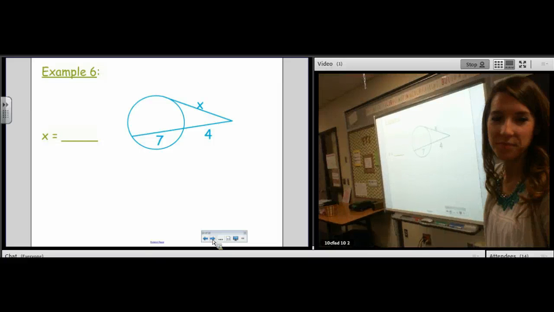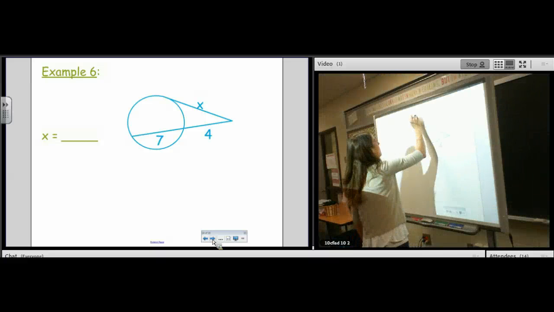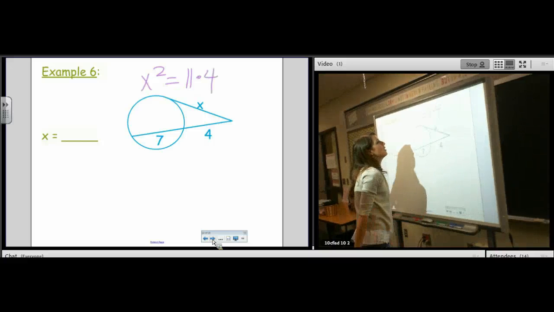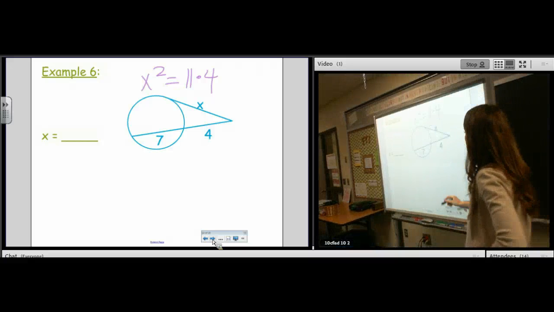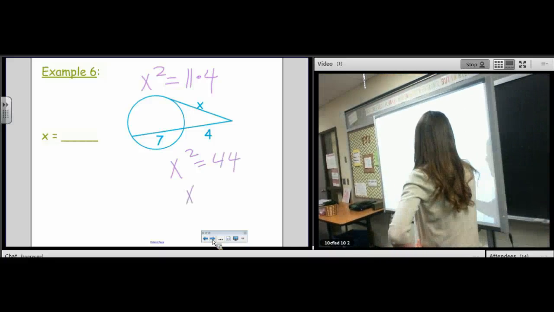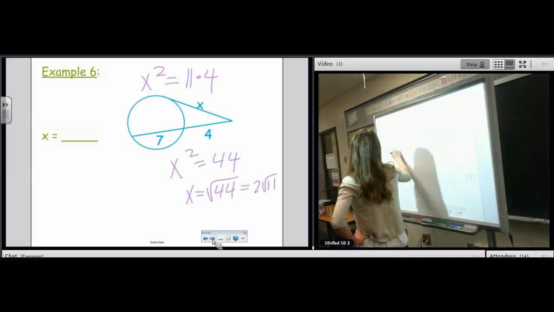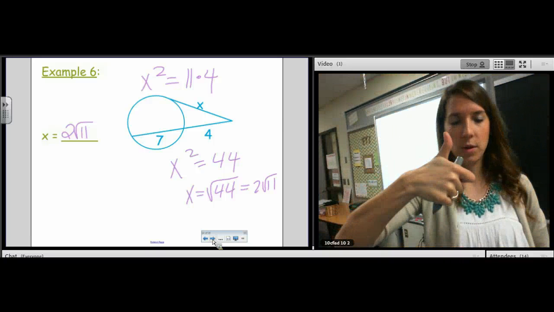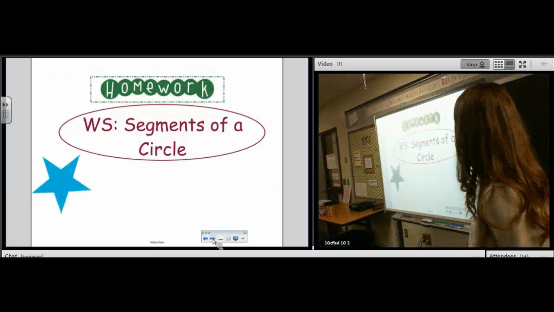Next one. Tangent squared equals whole times external. This one we're not going to have to factor because we don't have an x value, so we are pleased with that. x squared equals 44. x equals the square root of 44, which is 2 root 11. Doing okay? Sorry, I'm going fast. Oh, we made it to the end. Look at that.